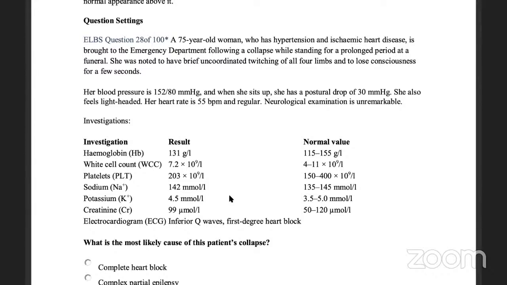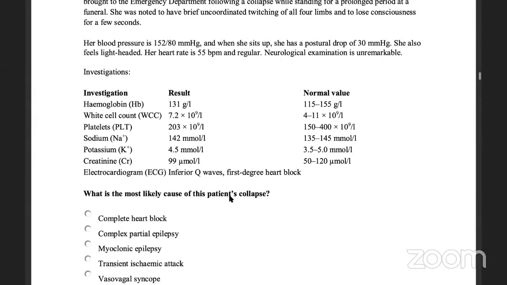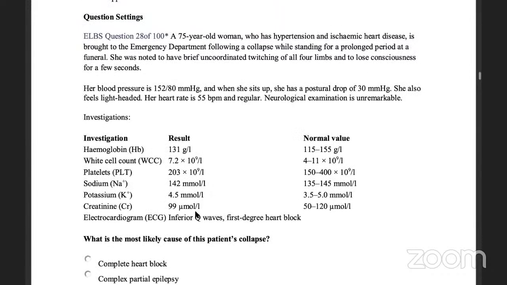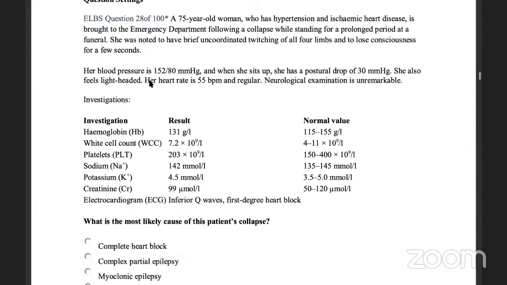What is the most likely cause of the patient's collapse? So transient ischemic reperfusion, heart block, vasovagal. Heart rate is 55. Yes, vasovagal. A typical scenario of vasovagal. The patient is briefly unconscious, twitching in all four limbs and loss of consciousness for a few seconds. Vasovagal.